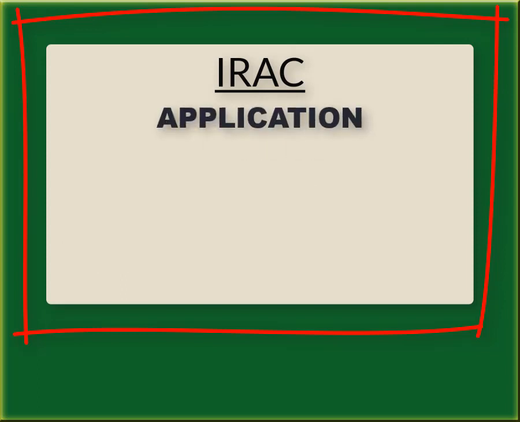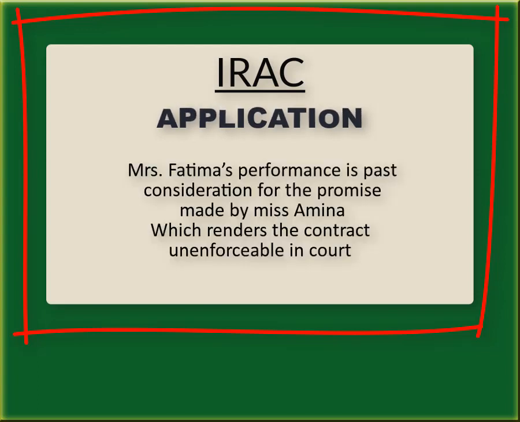The application part. In the present scenario, Mrs. Fatima's performance, she performed before the promise of reward by Miss Amina. This is similar to Oba getting land before the promise of reward by the Benin Provisional Council in the case of Oba of Benin versus Benin Divisional Council. In this case, the court held that such act was past consideration and it makes the contract unenforceable. In the same vein, Mrs. Fatima's performance is past consideration for the promise made by Miss Amina. As a result, it is not a valid contract that can be enforced by the court.